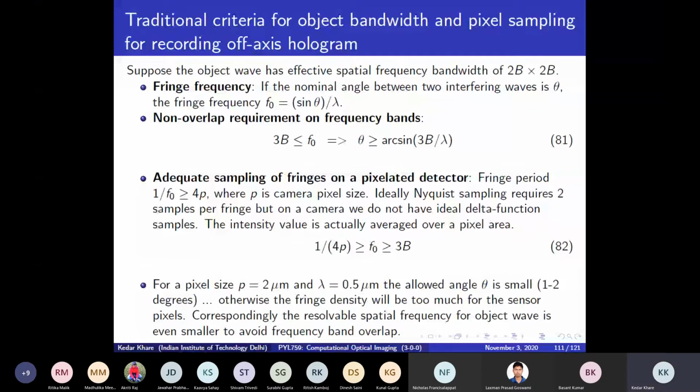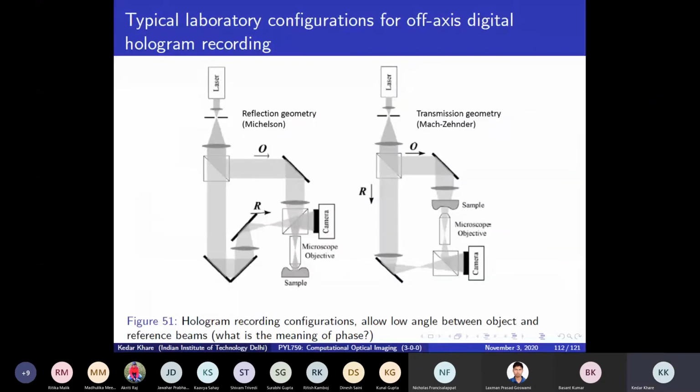So typically, what is the kind of arrangement you have in the lab that allows you to do digital holography? I'm showing a couple of examples. One is a reflection geometry, and it is essentially a Michelson interferometer. And second is a transmission geometry. Both are... It's not really Michelson per se, but if you start thinking from this side, it is like Michelson.